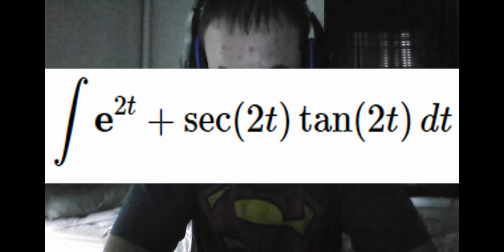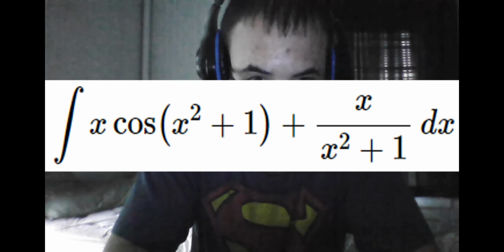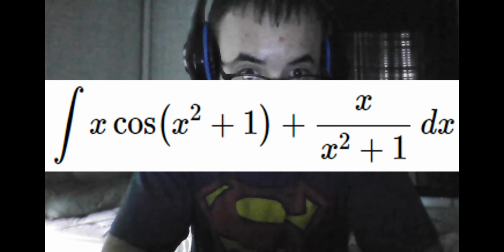So the differential of u is 2 times the differential of t. In conclusion, the differential of t is 1/2 the differential of u. So we plug this in and factor out the 1/2, and also substitute in u for all of the 2t's. We take the integrals of the individual functions with respect to u, and finally substitute back in 2 times t for u.